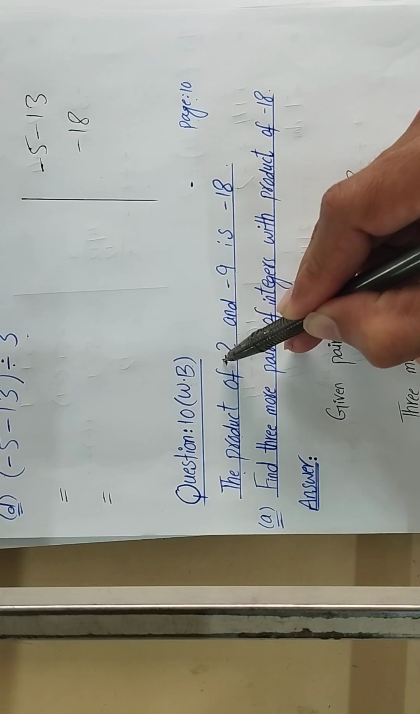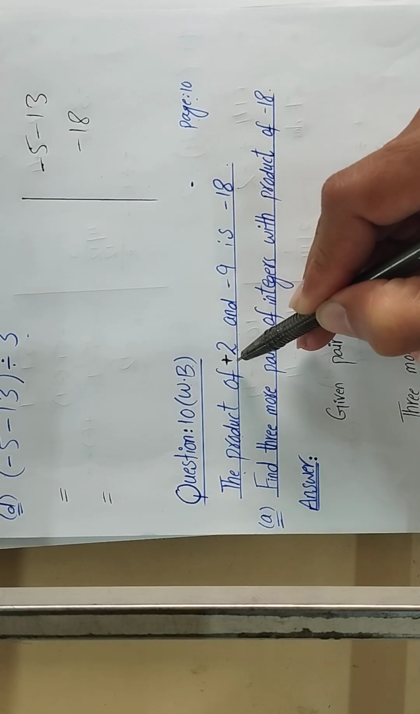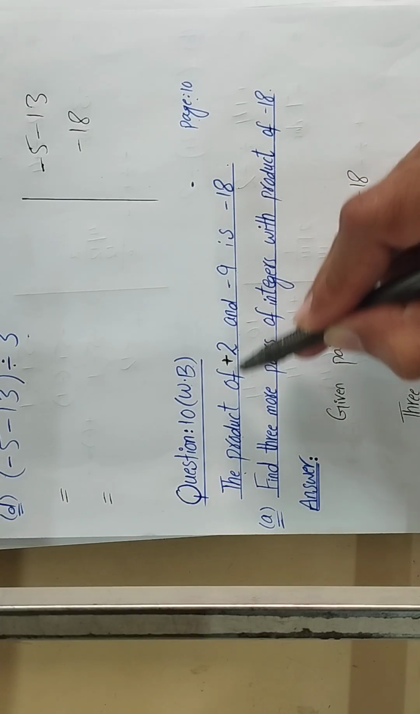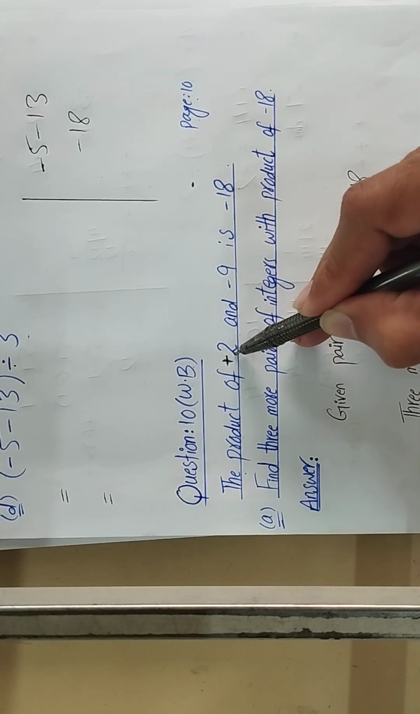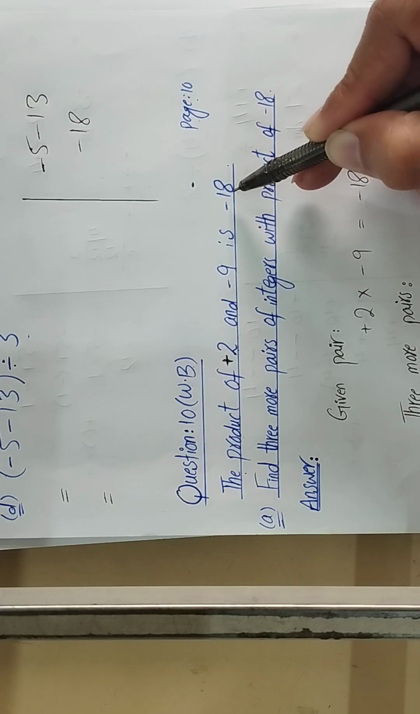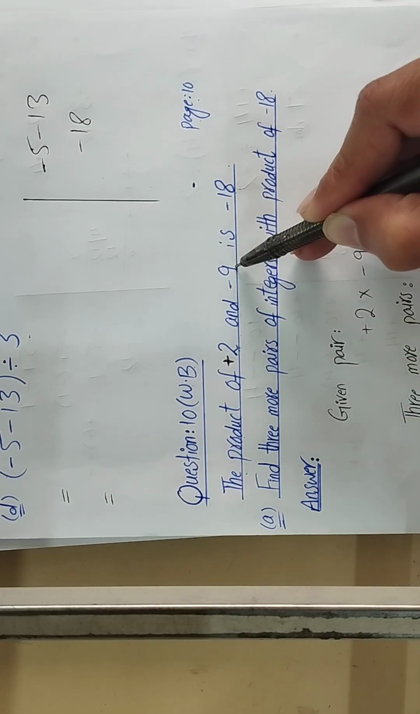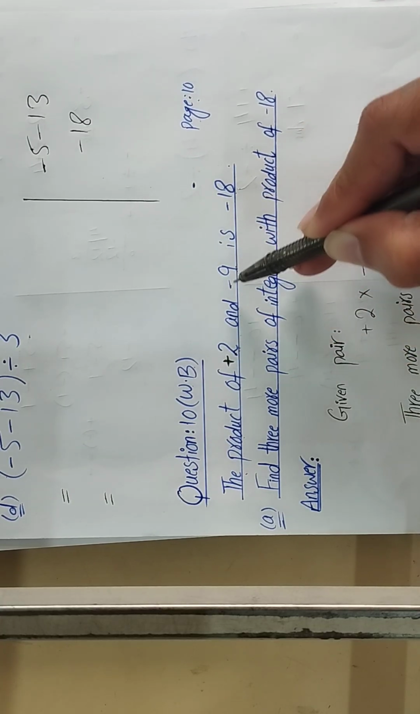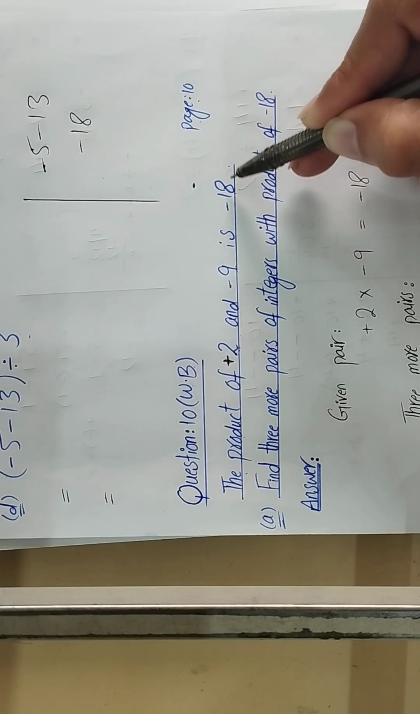There is no sign with it. It means it is plus 2. No sign means the plus sign is written with the number. Always remember this. So this line means when we multiply plus 2 with minus 9, we get minus 18. You can see that 2 nines are 18, plus multiply minus is minus. So this one is right.